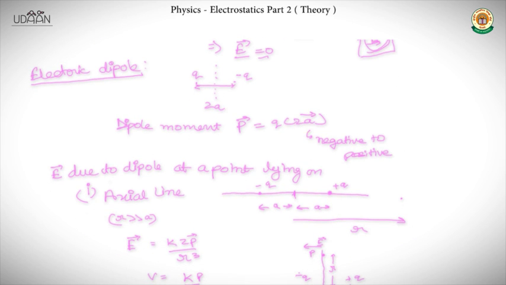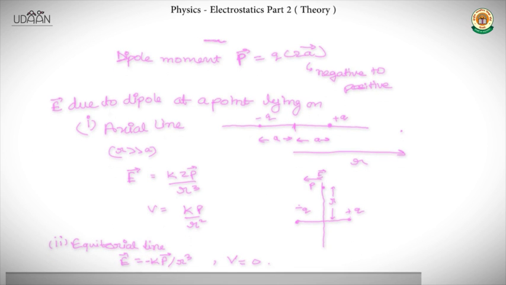Now let us study the electric dipole. An electric dipole is simply 2 point charges of opposite sign, Q and minus Q, placed at a distance 2a. The dipole moment of that system is defined as P bar is equal to Q into 2a bar. Now a bar is directed from negative to positive, as in this. So P bar is also in the same direction.